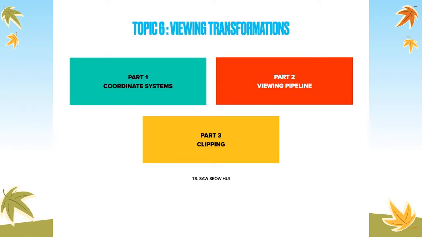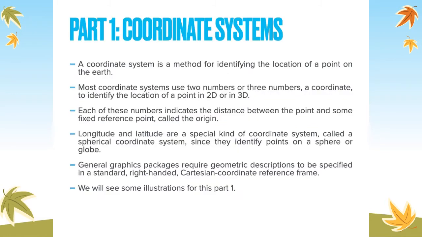Topic 6 will be divided into 3 different parts. Part 1 is about coordinate systems, followed by the viewing pipeline in part 2. And the last part for this topic 6 is about clipping. Let's take a look at the synopsis for part 1, which is the coordinate systems.